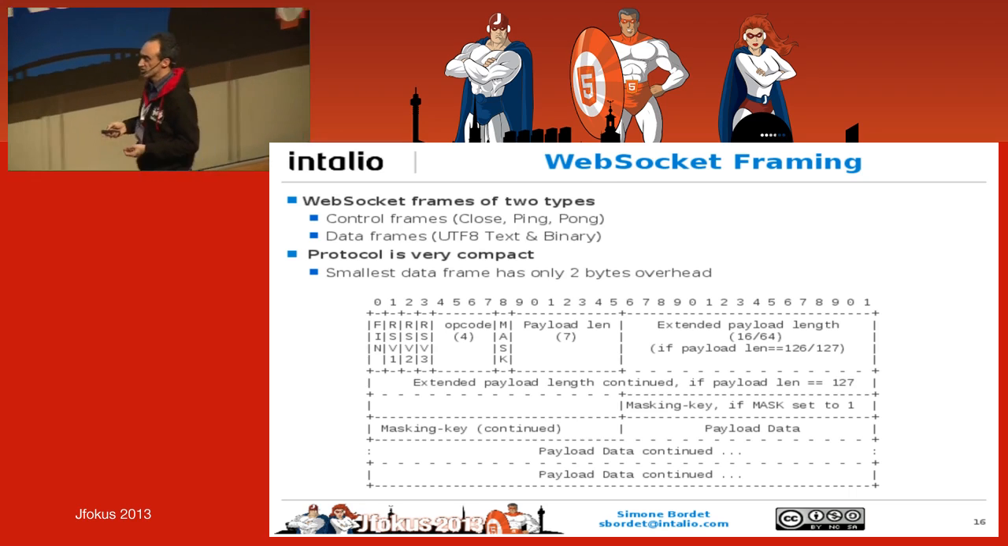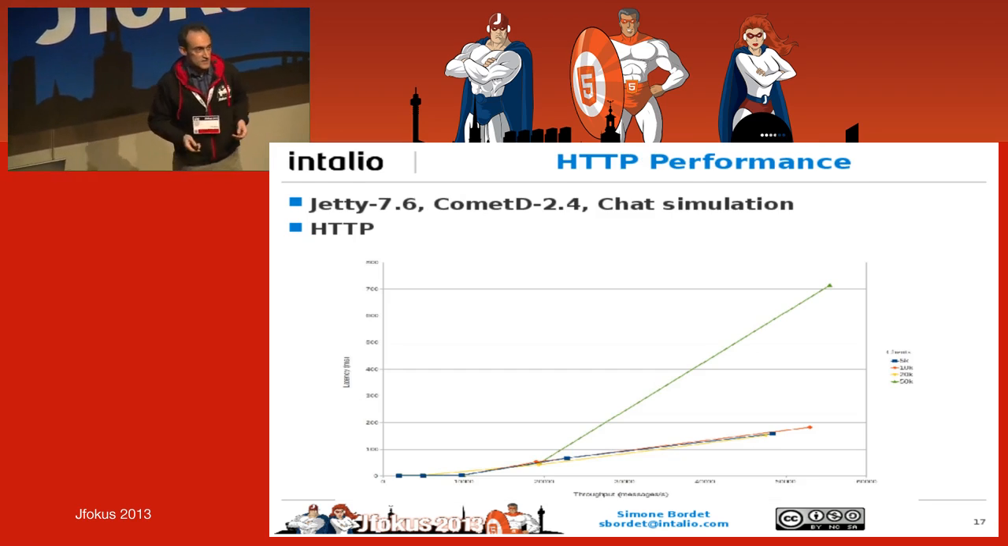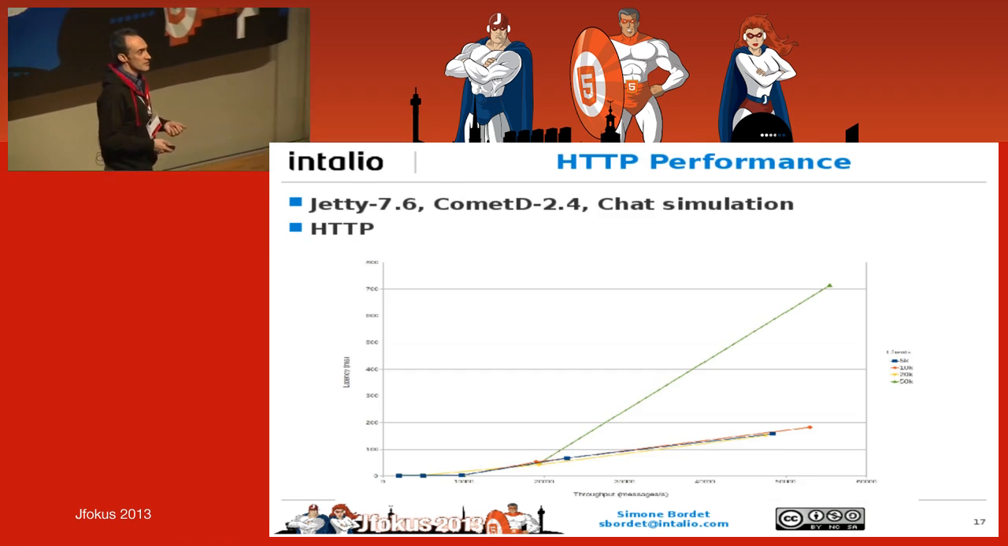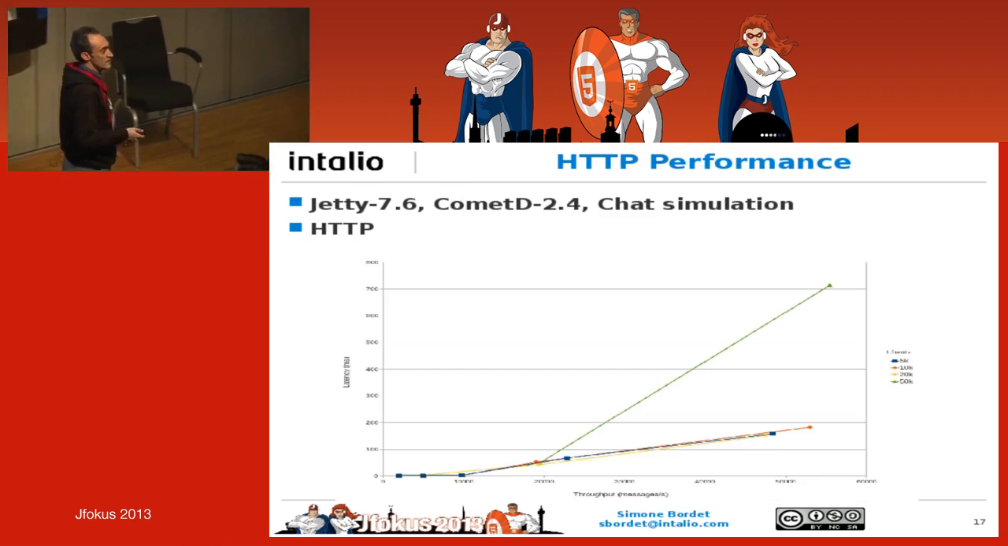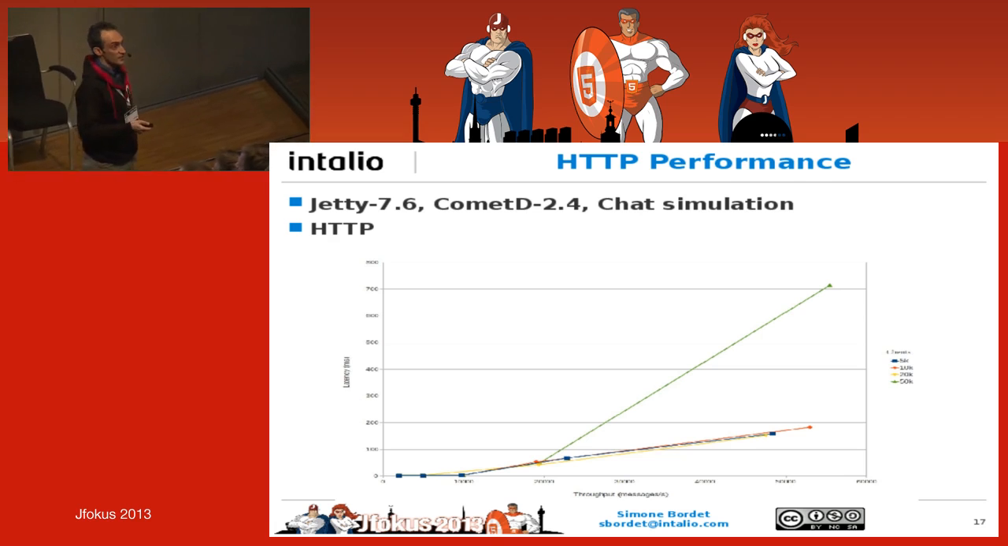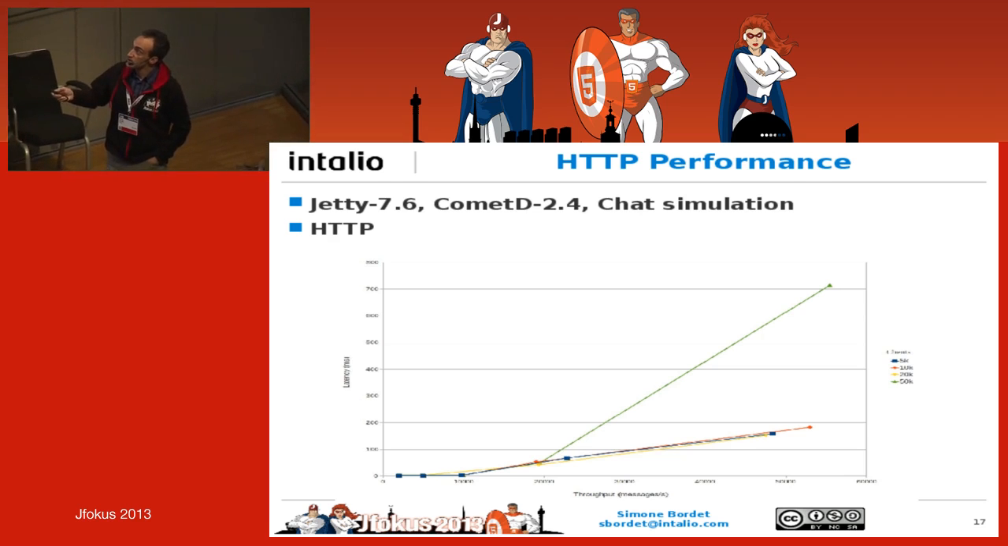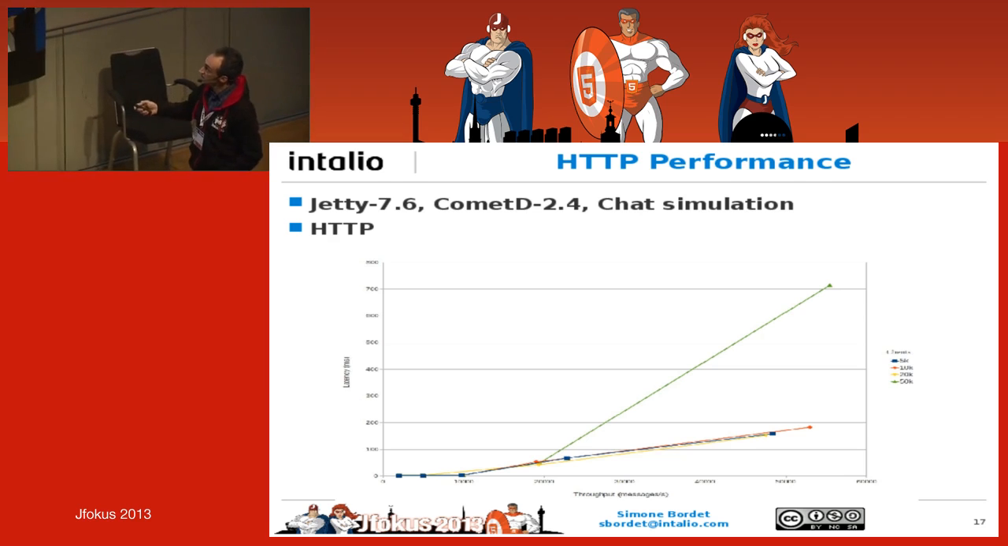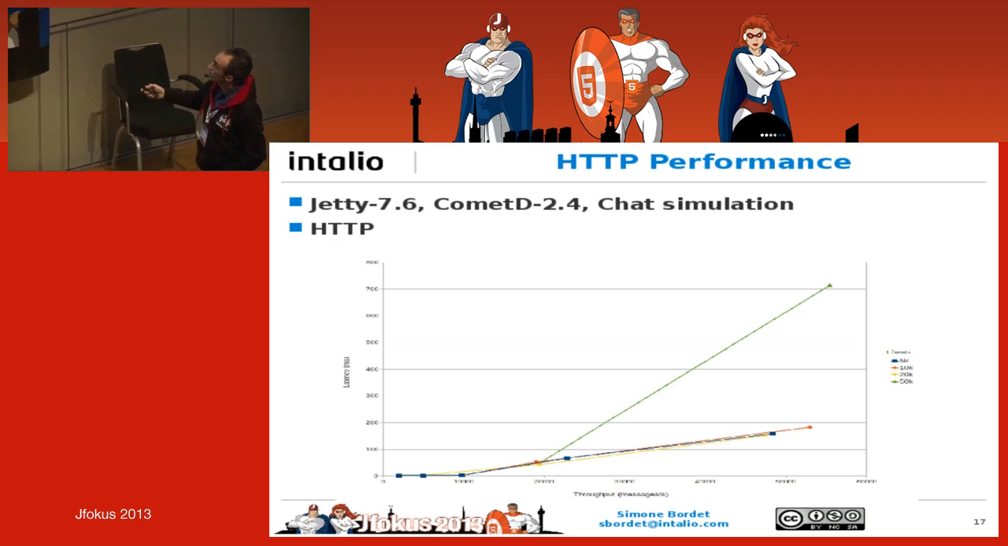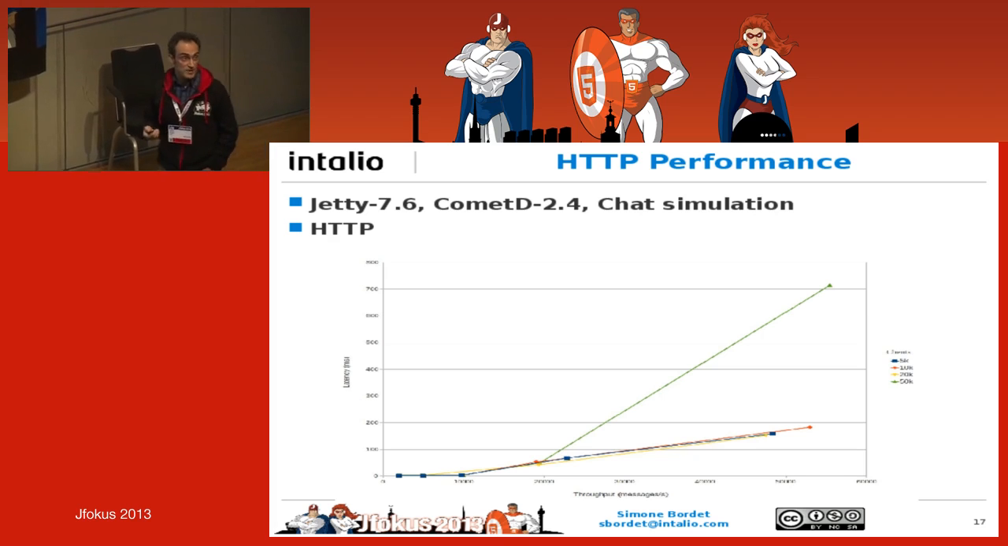So it's very efficient. This is a benchmark that we ran using Jetty 7 and CometD, simulating a chat application using HTTP. Okay, so these lines here are 20K clients connected to a single server, sending 50K messages per second.